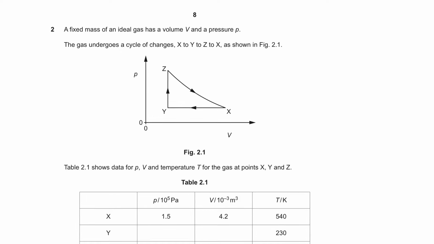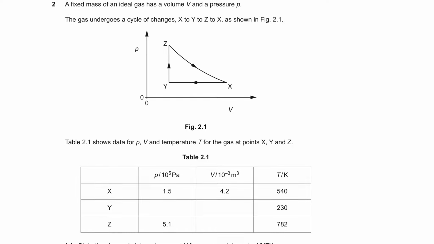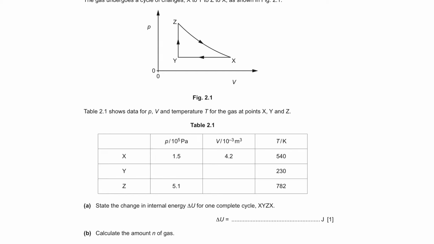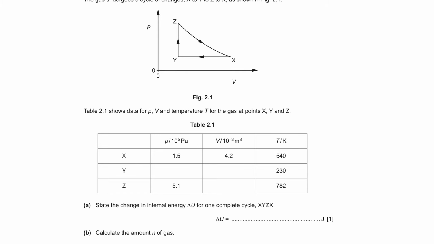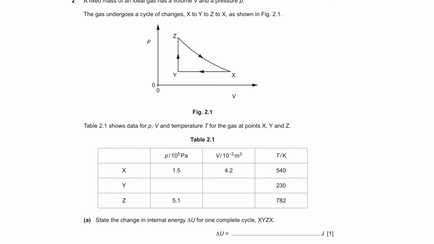Question number 2 of the paper says, a fixed mass of an ideal gas has a volume V and a pressure P. The gas undergoes a cycle of changes x to y, y to z, and z to x, as shown in figure 2.1. Table 2.1 shows data for P, V, and T for the gas at points x, y, and z. State the change in the internal energy delta U for one complete cycle x, y, z, x. So for the gas that is initially at this pressure and volume, if it undergoes one complete cycle, what is the change in internal energy?